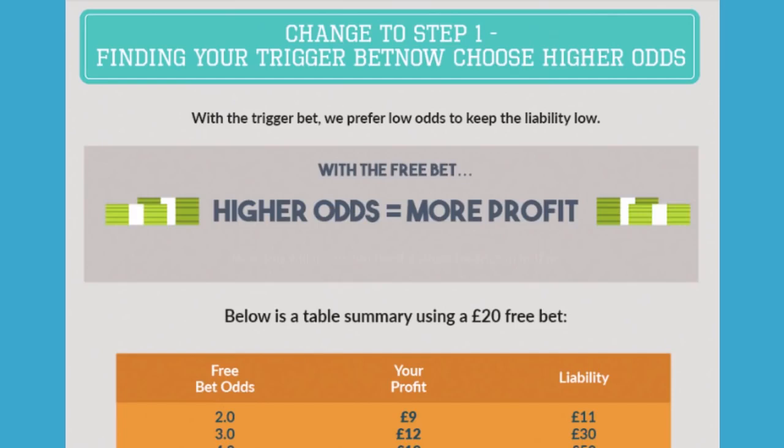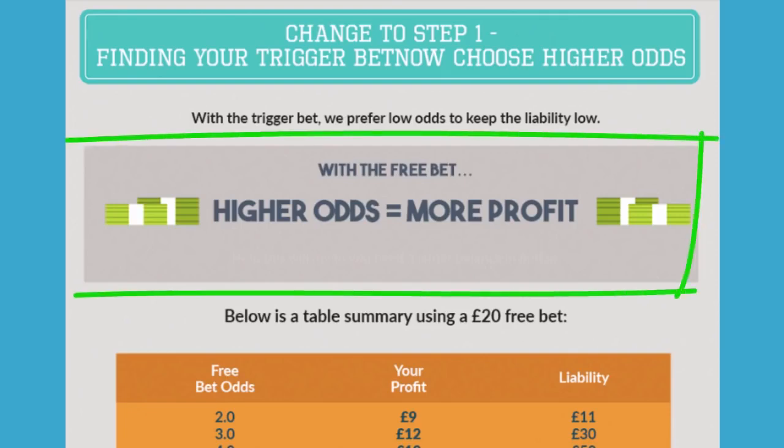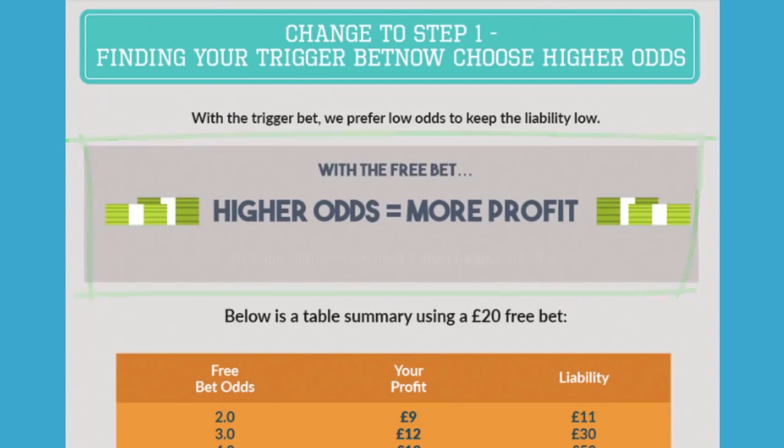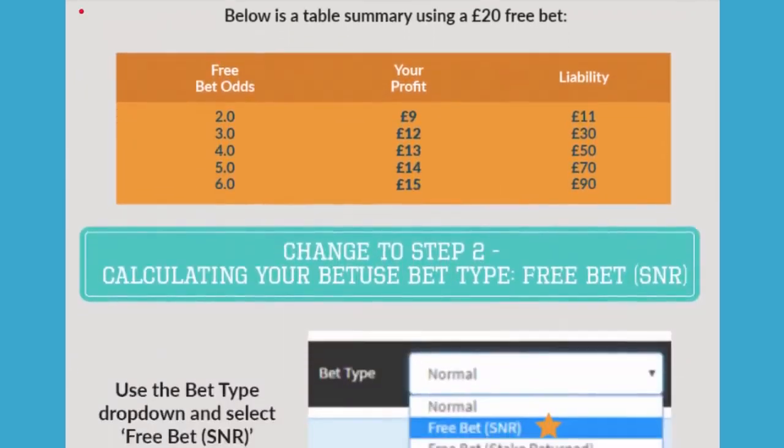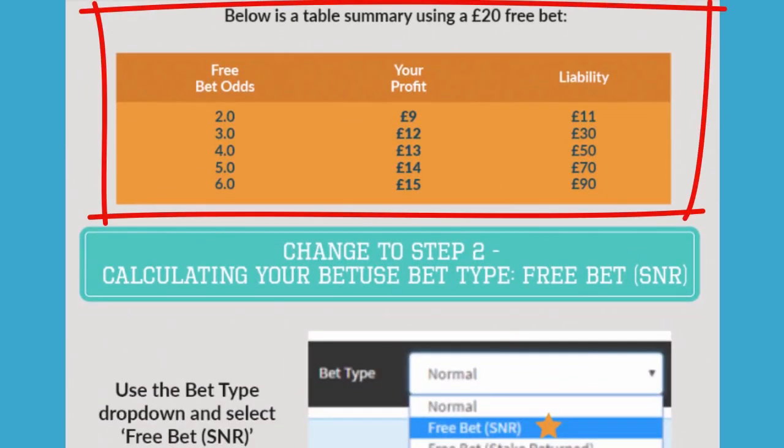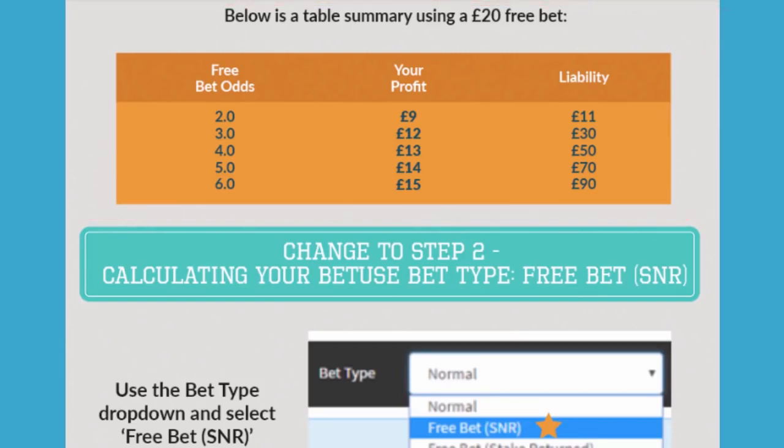Whereas before with step 1, you wanted to choose a team with low odds to keep the amount you needed in Betfair low, this time you want to choose high odds because high odds equals more profit. To demonstrate, this table shows your cash profit based on the odds you choose for your free bets. So if we choose a team with bookmaker odds of 2.0, we will make around £9 profit from the free bet. Whereas if we choose a team with bookmaker odds of 6.0, we will make around £15 profit. Just be wary that you'll need a larger Betfair balance to cover the liability if you do choose higher odds.